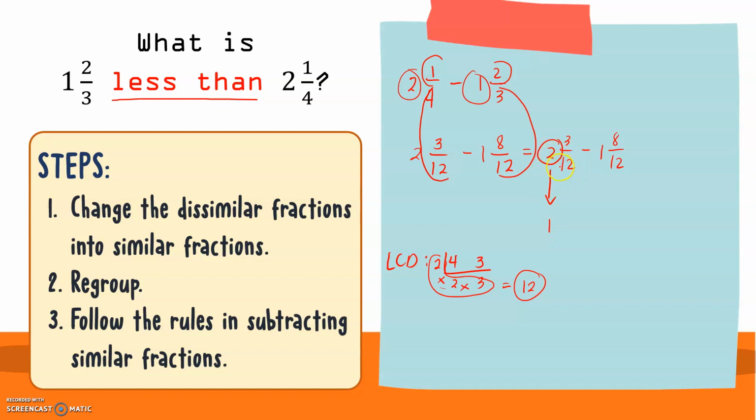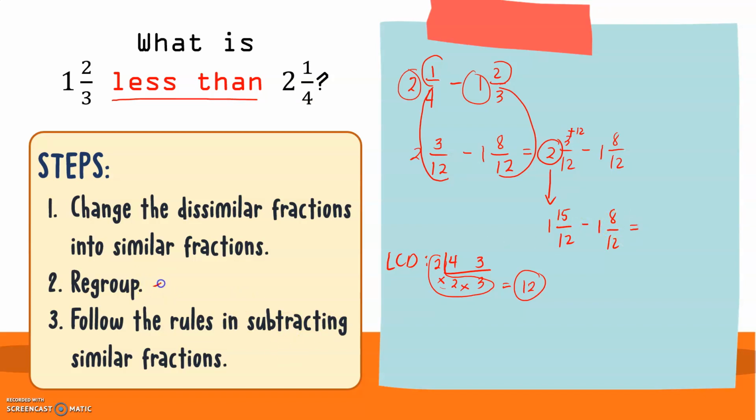Since the denominator of our fraction here, which is 2 and 3 twelfths, is 12, that means 1 whole is equivalent to 12 over 12. Therefore, we will add 12 to our numerator here, and 3 plus 12 will give us 15. Then we copy the denominator 12. Okay, so now we will have 1 and 15 twelfths minus 1 and 8 twelfths.